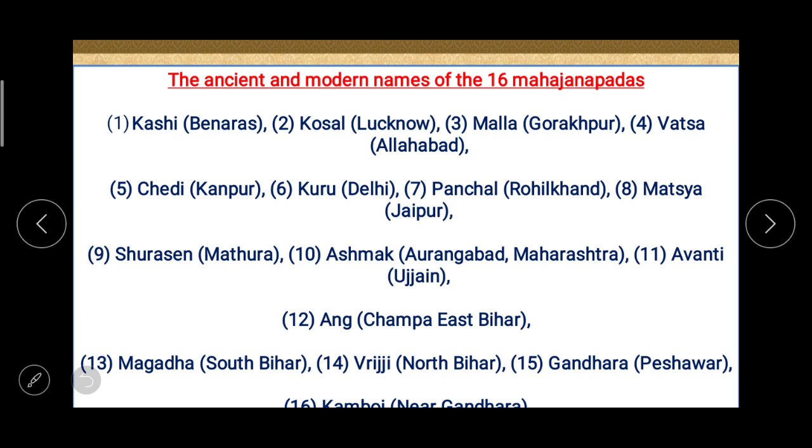map also. The ancient and modern names of the 16 Mahajanapadas: Kashi, that is Banaras; Kosal, Lucknow; Mall, that is Gorakhpur. These names are in today's terms. Then the Vatsa, that is Allahabad; Chedi, Kanpur; Kuru, Delhi; Panchal, Rohilkhand; Matsya, that is Jaipur; Shurasen, that is Mathura; Ashmak, Aurangabad, Maharashtra; Avanti, Ujjain; Ang, Champa, East Bihar; Magadha, that is South Bihar; Vajji, North Bihar; Gandhara, that is Peshawar; and the Kamboj near Gandhara. All these were the 16 important Mahajanapadas.